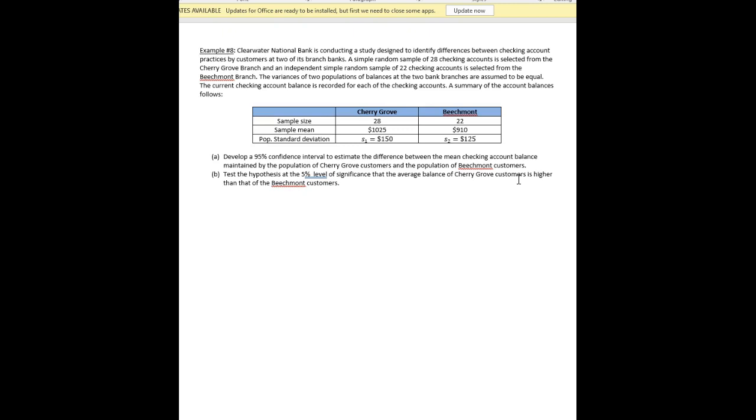Okay, so this is a similar table that we had last time, right? And it looks like in A, it's asking us to develop a 95% confidence interval to estimate the difference between the mean checking account balance maintained by the population of Cherry Grove customers and the population of Beachmont customers. Okay, so 95% confidence interval. And then B, test the hypothesis at a 5% level of significance that the average balance of Cherry Grove customers is higher than that of Beachmont customers.